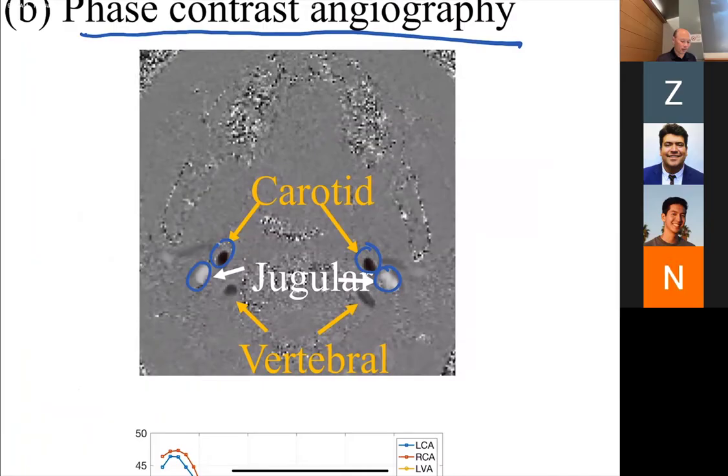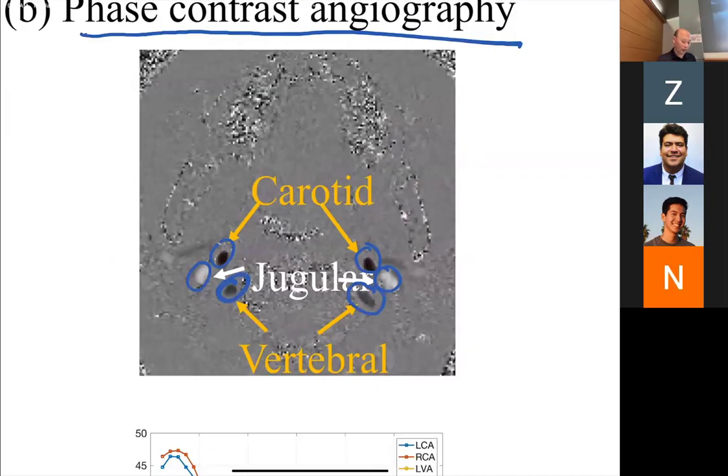The black is velocity in one direction and the white is velocity in the other direction. So that makes sense, right? If that wasn't the case, this person would have problems. Clearly, the velocity goes this way in the carotids and this way in the jugular, the veins. Also there are these vertebral arteries at the back of your neck.